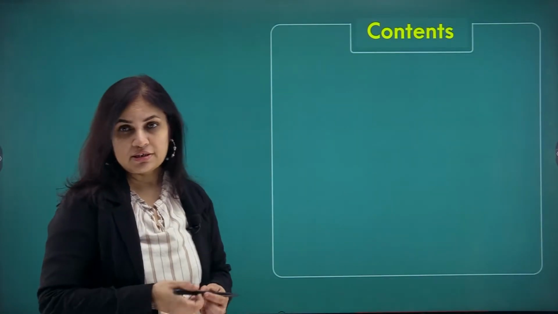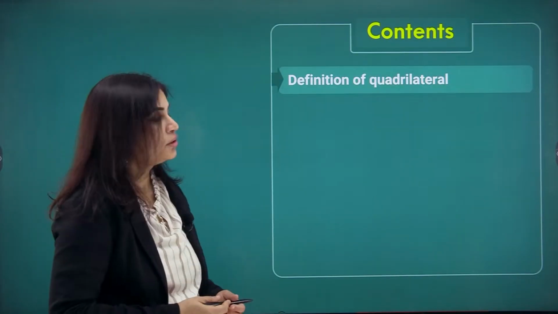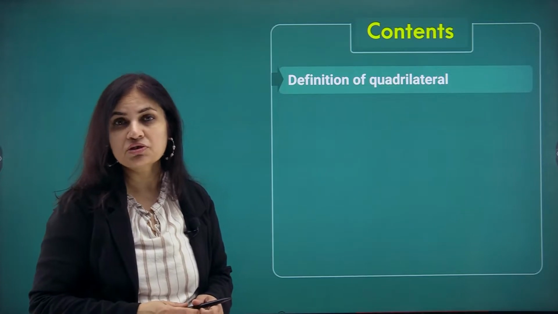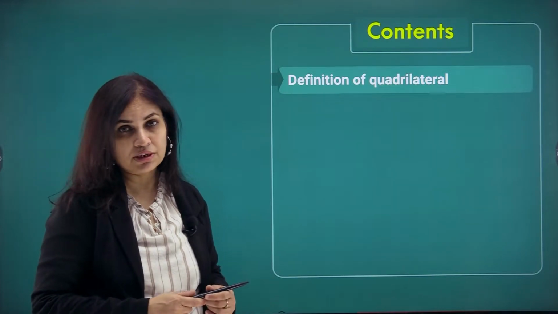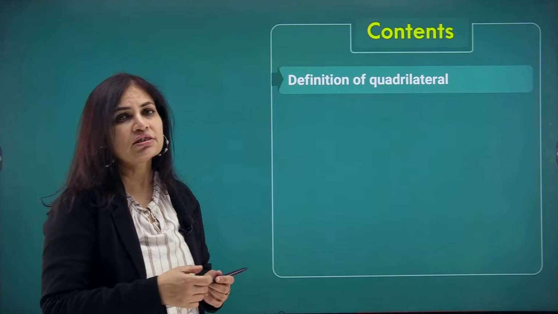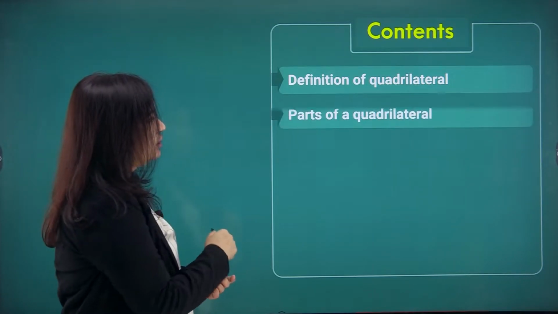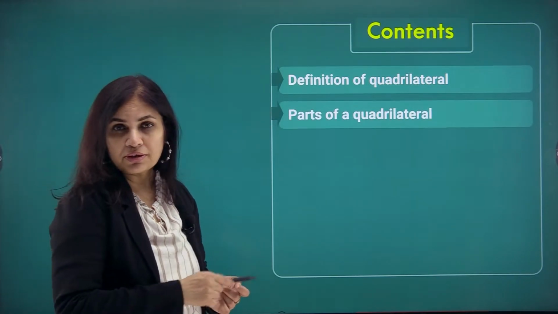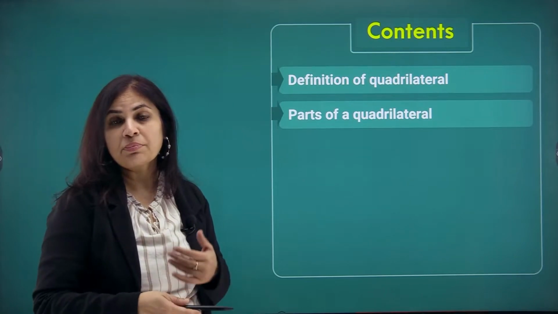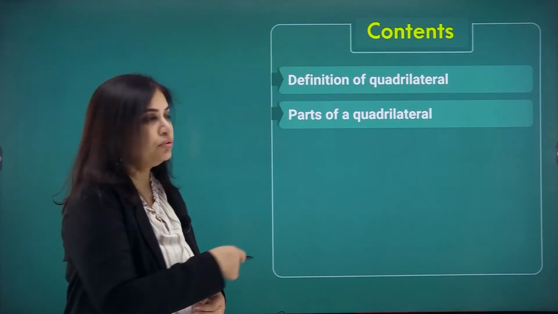What will we be studying in the chapter of quadrilaterals? We will be studying the definition of quadrilateral. How is a quadrilateral defined? That we have already done. It is a four-sided polygon. Then the parts of a quadrilateral. A quadrilateral is made up of what and what it includes.